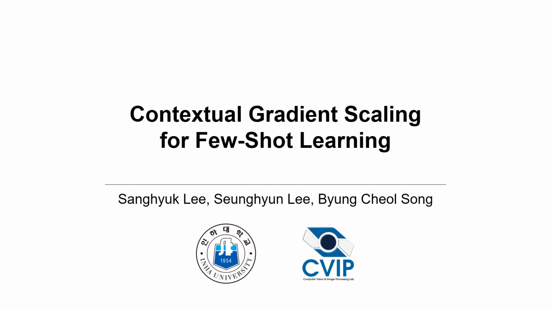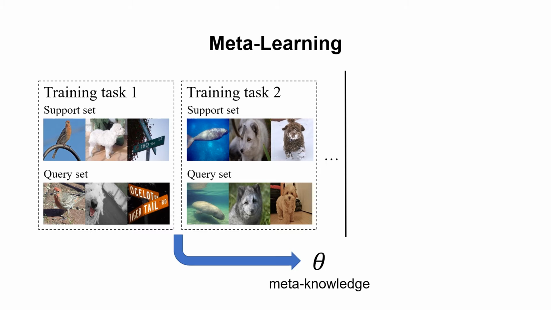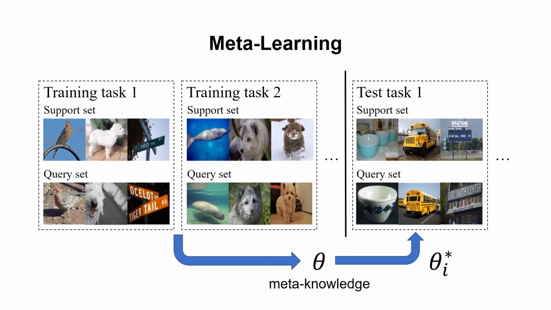Here I present an approach to enhance the few-shot learning performance of the meta-learning method by contextually scaling the backbone gradients. Meta-learning is well known as learning to learn. That is, the model first learns meta-knowledge through various types of tasks and transfers it to other novel tasks in the test phase. By utilizing this meta-knowledge, the model can solve the novel tasks more efficiently.